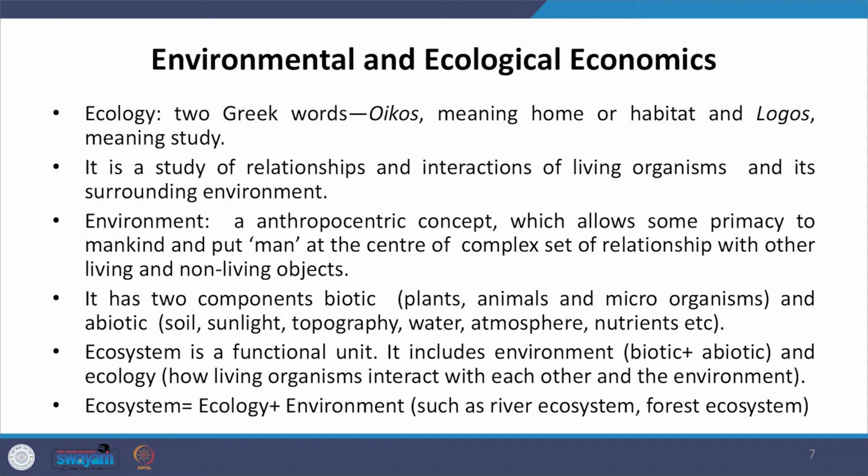Now, the third term is ecosystem. Ecosystem is a functional unit. It includes environment, which has two components, biotic and abiotic, and also includes ecology. So, you can simply say that ecosystem is equal to ecology plus environment, and an ecosystem may be large, the entire earth may be called an ecosystem, or it may be a very micro ecosystem. We may have different kinds of ecosystems like river ecosystem, forest ecosystem, mangrove ecosystem, desert ecosystem.